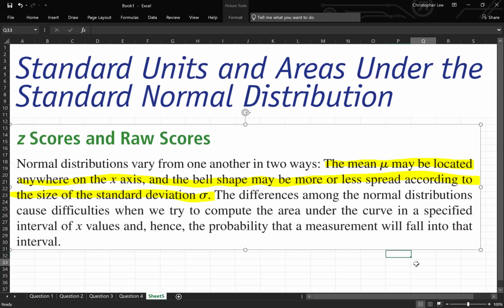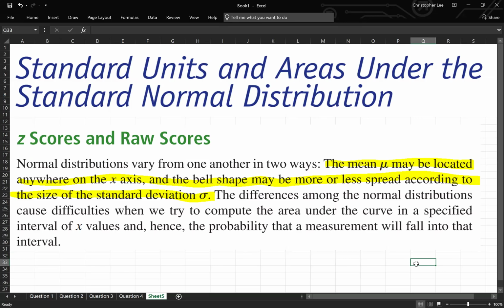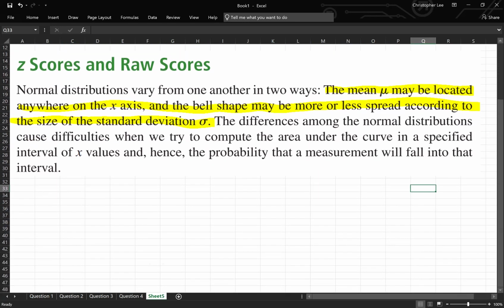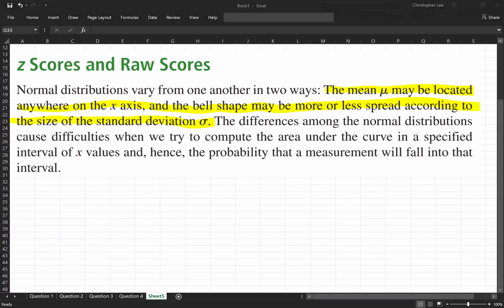Normal distributions vary from one another in 2 ways. The mean mu may be located anywhere on the x-axis, and the bell shape may be more or less spread according to the size of the standard deviation. The differences among the normal distributions cause difficulties when we try to compute the area under the curve in a specified interval of x values, and hence the probability that a measurement will fall into an interval. This is going to get real simple real fast. Don't worry.